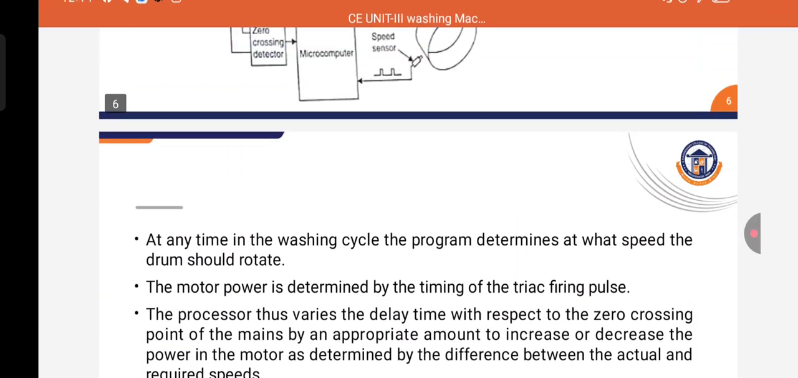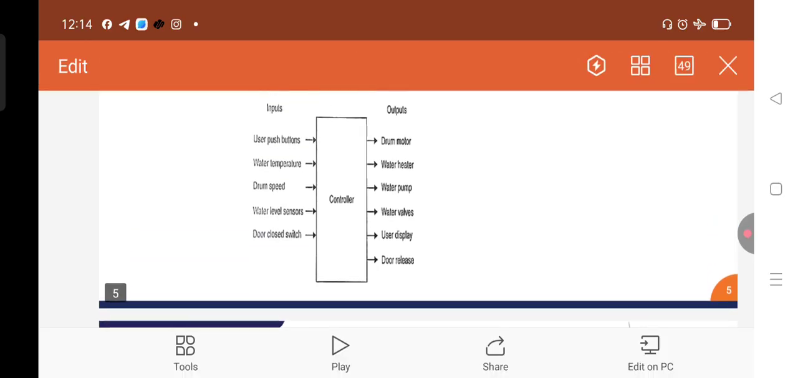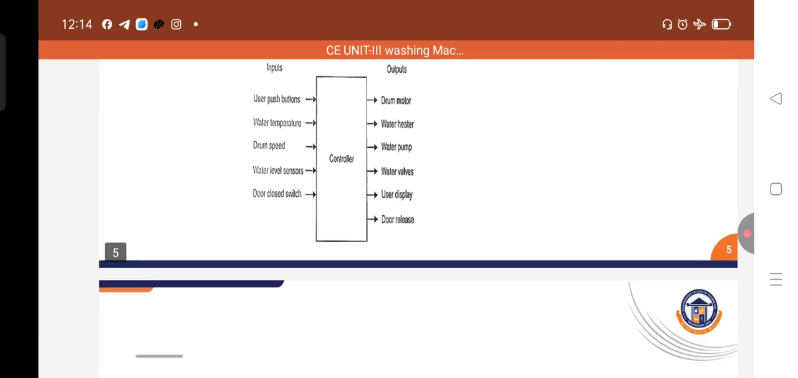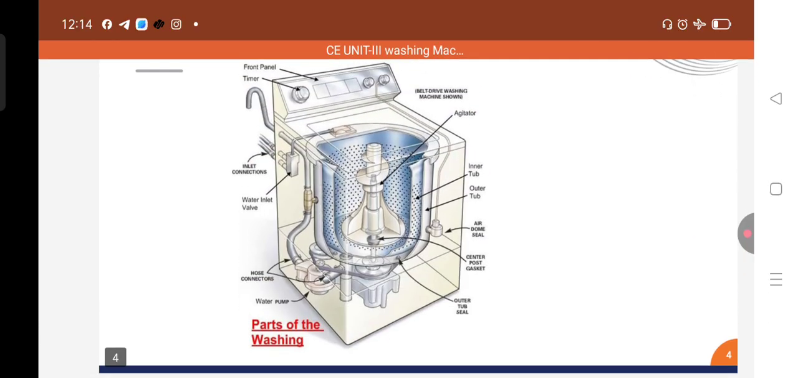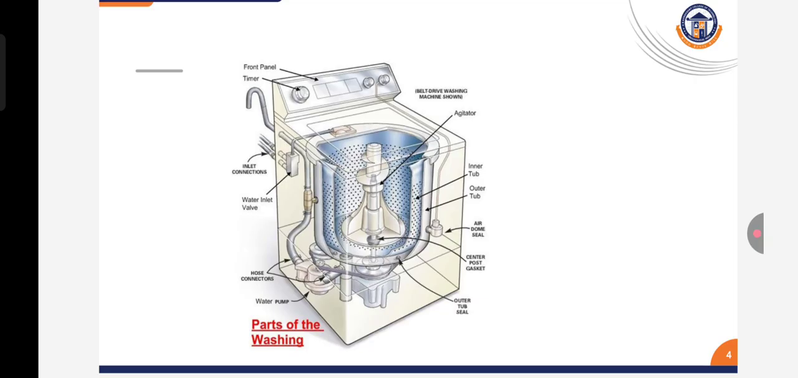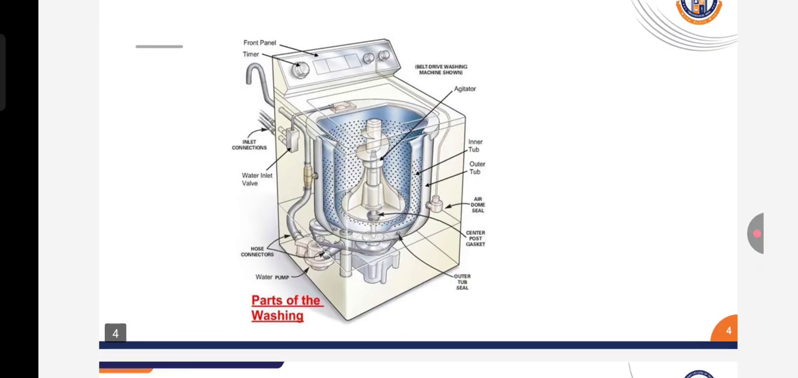Now we discuss the working of the washing machine. There are some parts of the washing machine. First, the function of the water inlet control valve. Near the water inlet point of the washing machine there is a water inlet control valve.